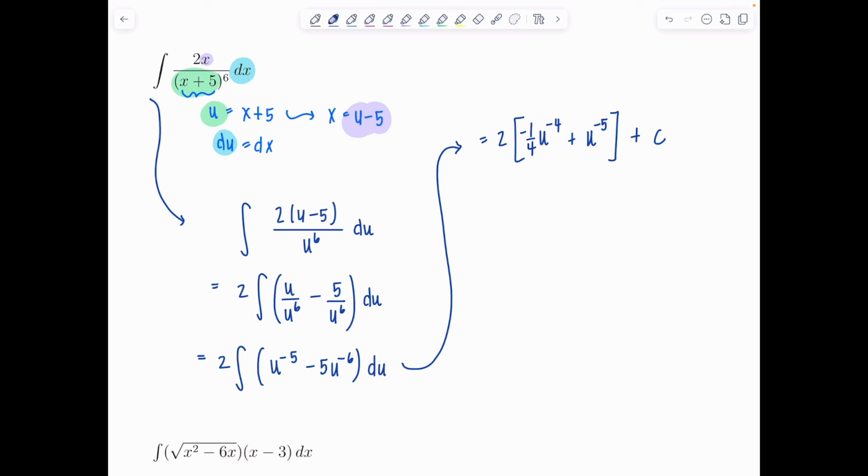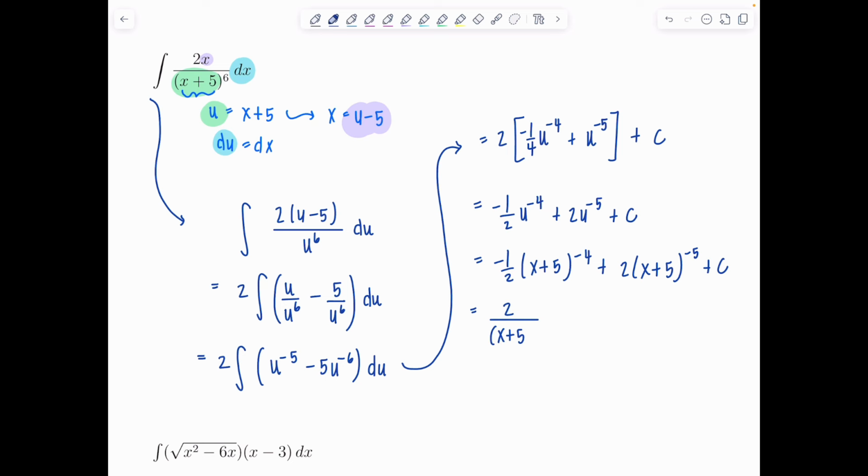Okay, we can distribute the 2 back through. So that would be negative 2 over 4, or negative 1/2 u to the negative 4th plus 2u to the negative 5th plus c. And then go back to the original variable. So negative 1/2 (x plus 5) to the negative 4th plus 2(x plus 5) to the negative 5th plus c. I would put the positive one first, and then maybe let's just put the negative exponents in the denominator. So 2 over (x plus 5) to the 5th minus 1 over 2(x plus 5) to the 4th, all in the denominator. Don't forget the plus c.